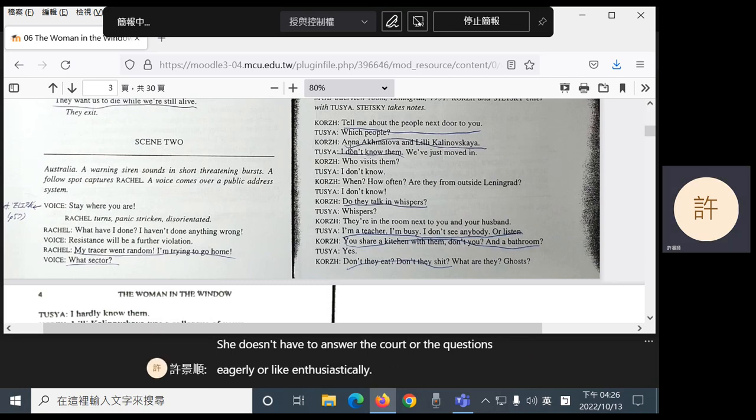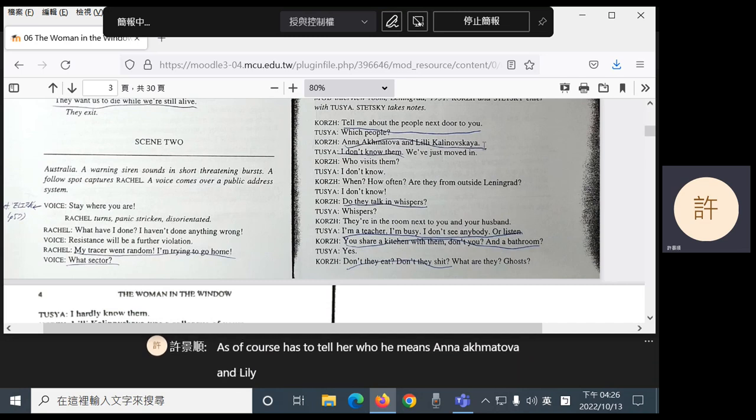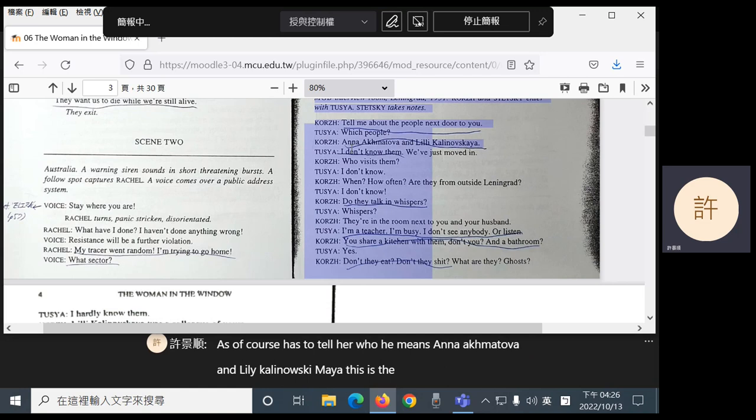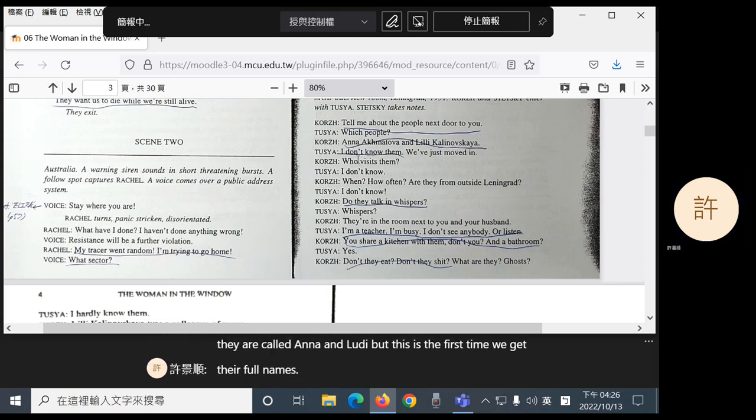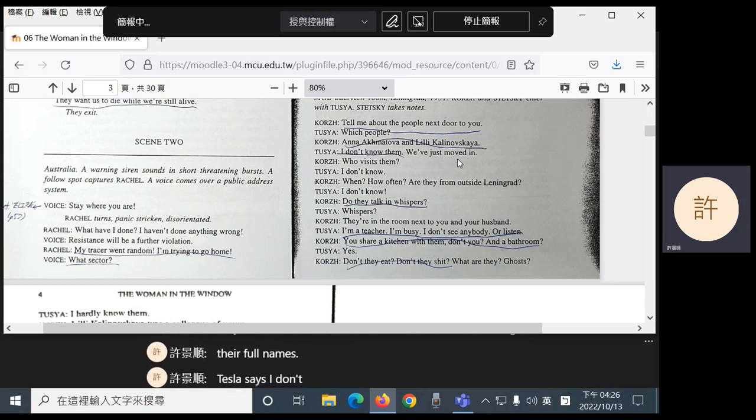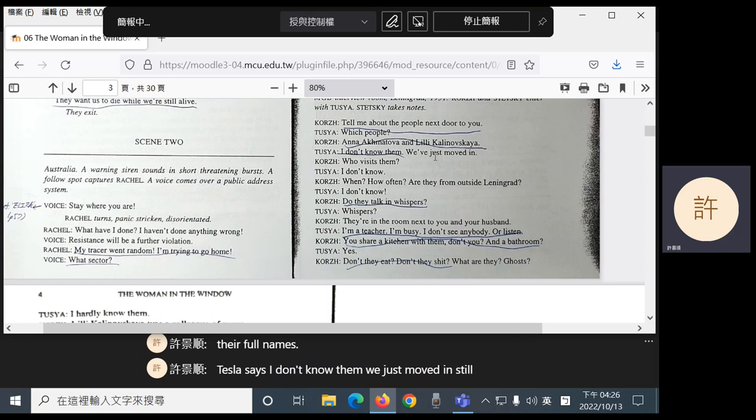So Kors has to tell her who he means. Anna Akhmatova and Lily Kalinovskaya. This is the first time that we hear these two characters' names. We know from the first scene that they are called Anna and Lily, but this is the first time we get their full names. Tosya says, I don't know them. We just moved in, still trying not to cooperate with the police.